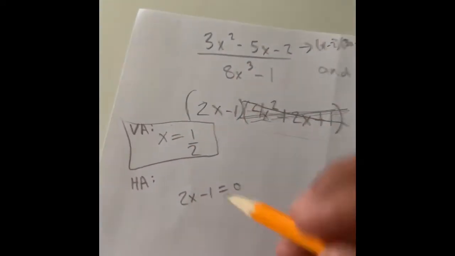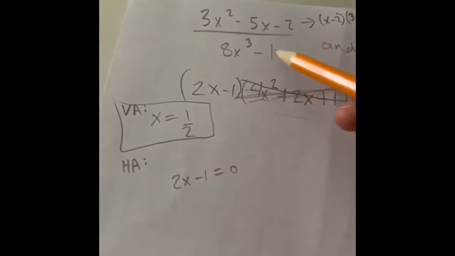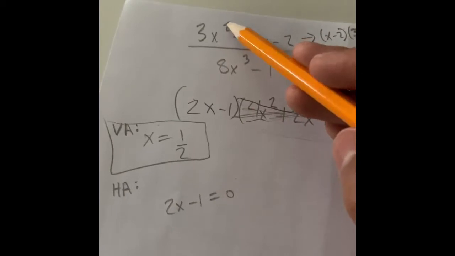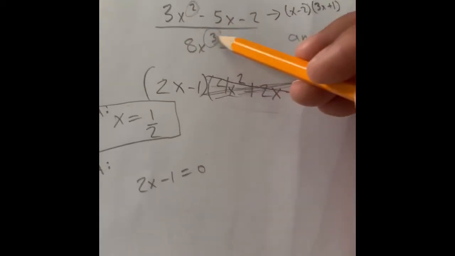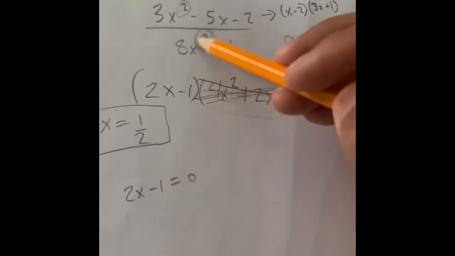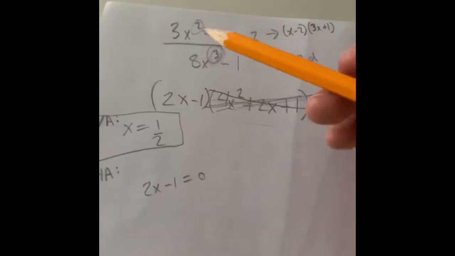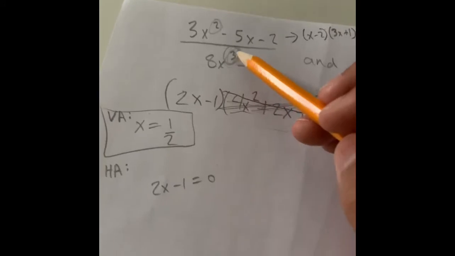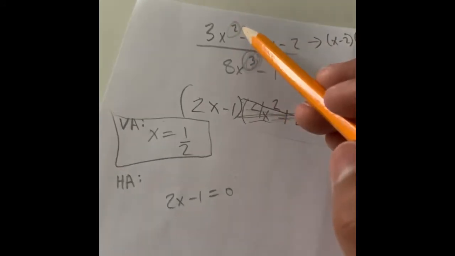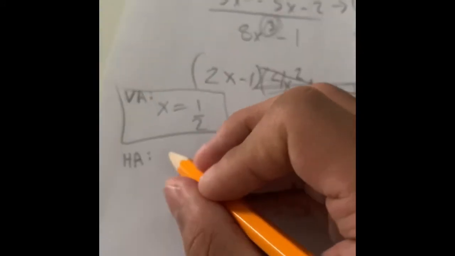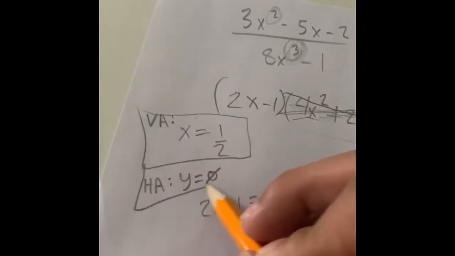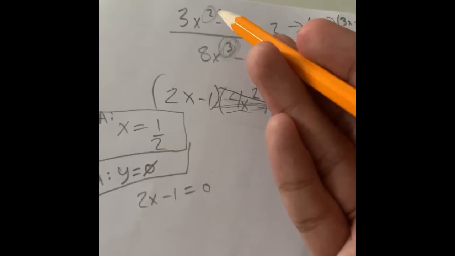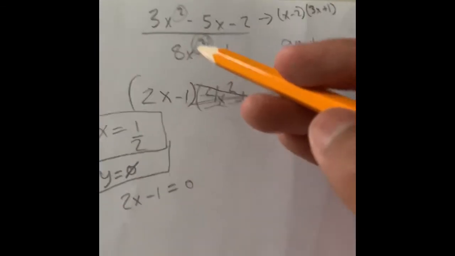For the horizontal asymptote, you look at the highest degree of each one. Over here, you have a highest degree of 2 for the numerator and 3 for the denominator. Whenever this happens, the rule is, if the denominator's highest degree is higher than the numerator's highest degree, then the horizontal asymptote will always be 0. Now, there are other cases, like what if the numerator is greater than the denominator, which is what we're going to get onto right here.